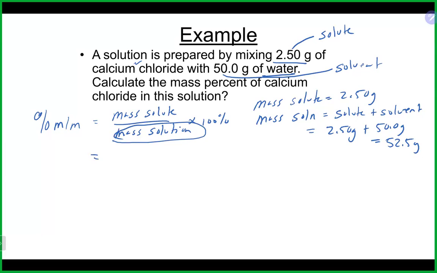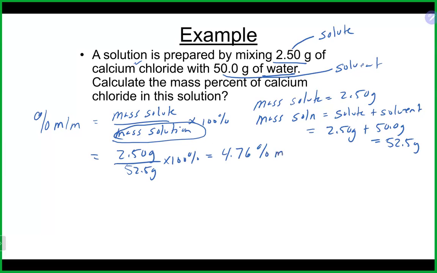And if we put that in there, that'll give us 2.5 grams divided by 52.5 grams times 100%. That is 2.5 divided by 52.5 times 100%. Going to give us 4.76%.